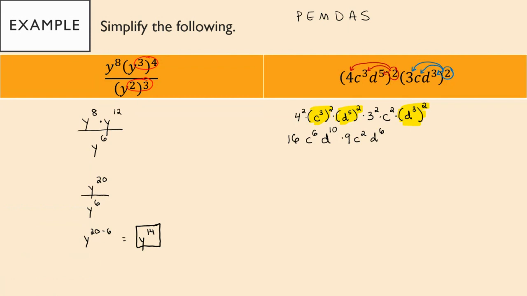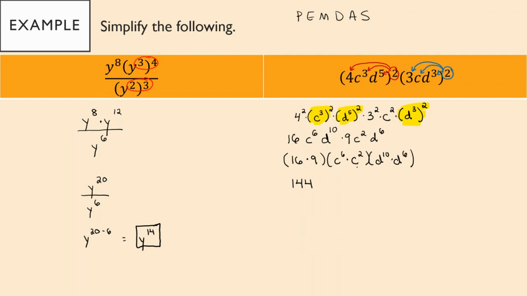Next is the multiplication step. I'm going to just rearrange these things together so you can see everything we're multiplying together. I'm just grouping them so that it's clear what's getting multiplied together. So number-wise, you can do 16 times 9. I'm going to need my calculator for that. So that comes out to 144.